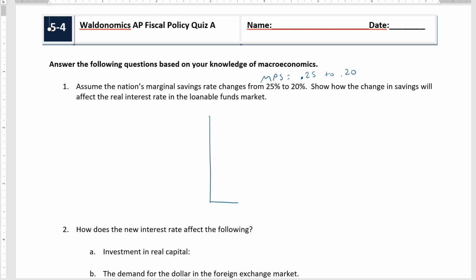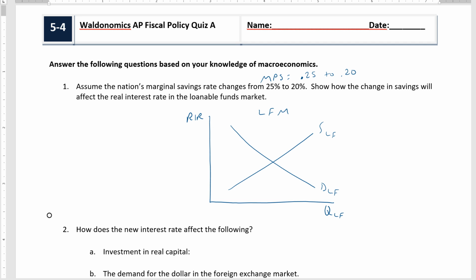So I'm going to draw my loanable funds market graph with all my proper labels. Got a supply of loanable funds. I've got the demand for loanable funds. All right, I titled the graph so you can see it's a loanable funds market. The y-axis is labeled as real interest rate, and the x-axis is labeled as quantity of loanable funds.